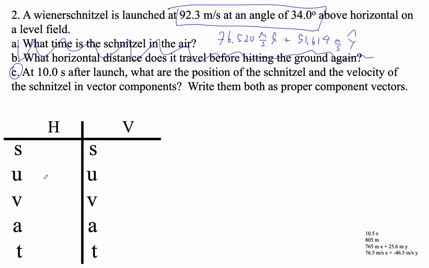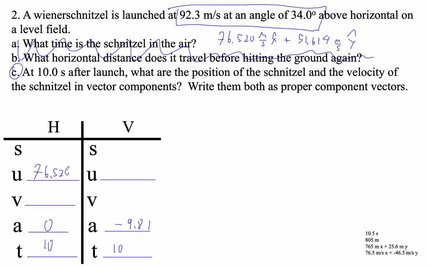So for this part C, we know this and this. We always know that and that, right? Do you know what they are? See if you can fill them in. You can pause it. So 10 seconds, that's our time. This is 0 and negative 9.81. This is 76.520, and then our initial velocity is 51.614. Then all you have to do is find this, this, and this.